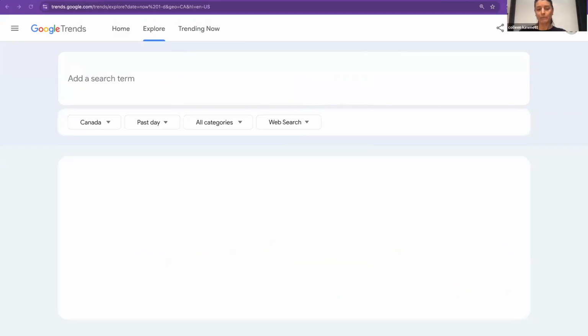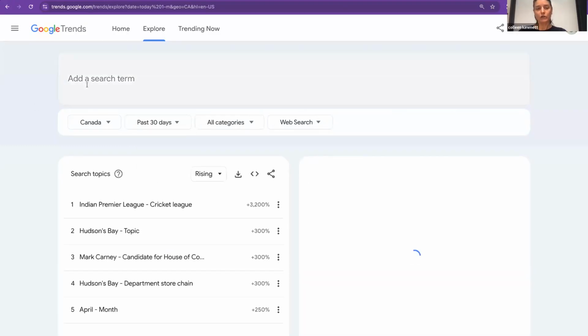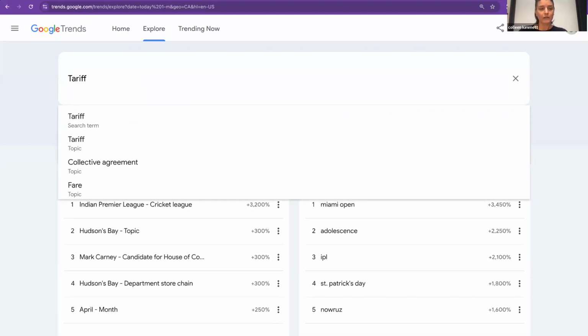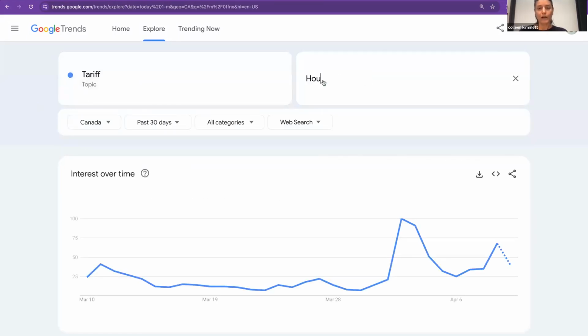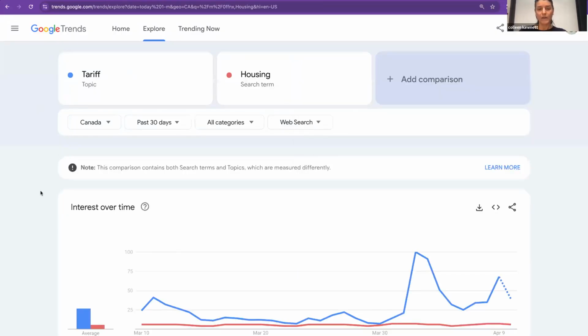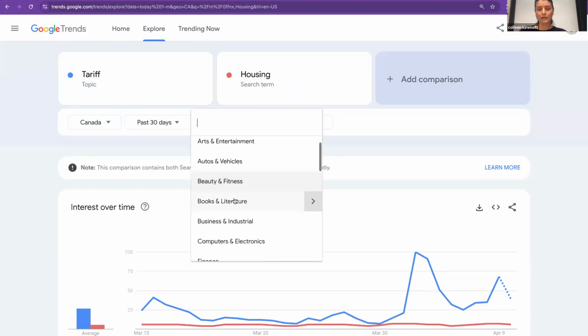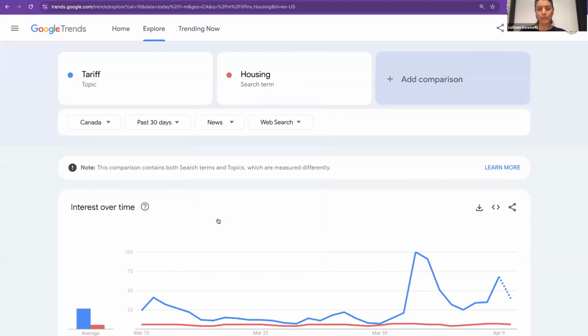So I mentioned looking at election keywords as well. So we could compare, and let's set this to the past 30 days again. We could compare some election terms like tariffs or tariff, we'll go with the topic, or housing. In this case, I'm going to set this to politics or news.